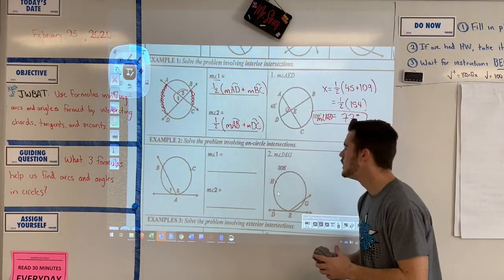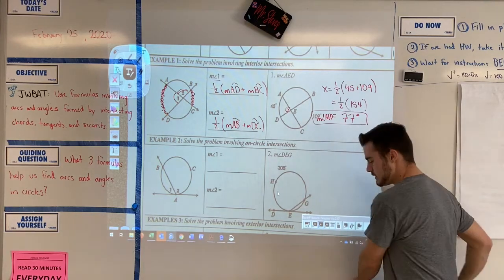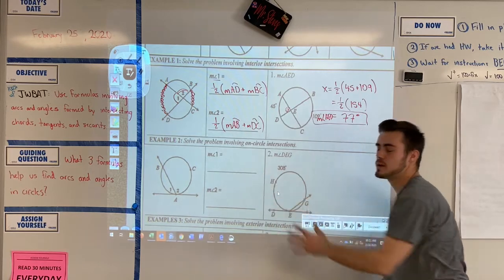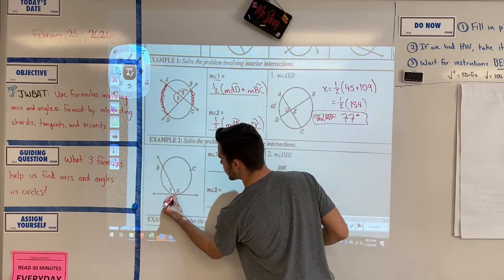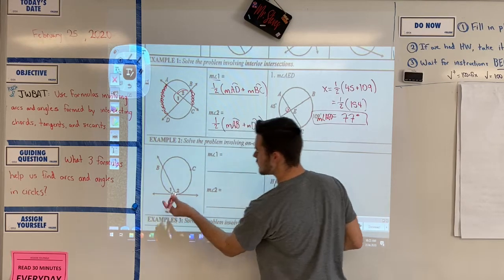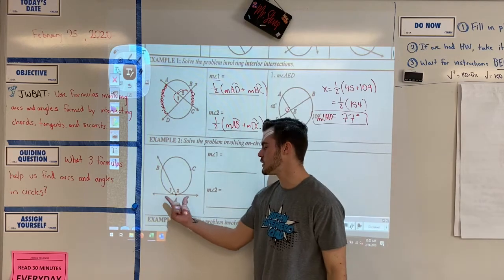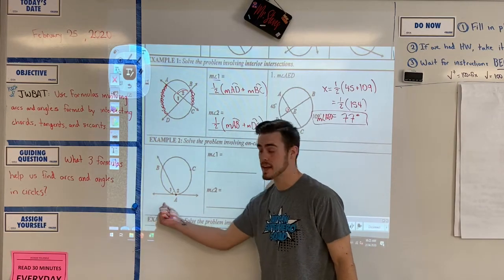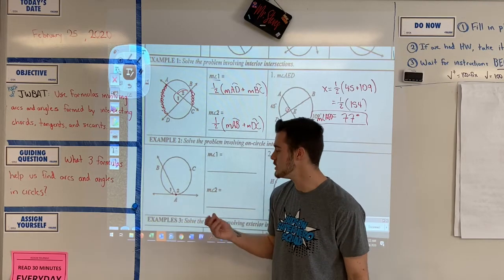All right, so that's the interior intersections. I'm going to leave this up here, and now we're going to look down at when we have an intersection that is on the circle. So we see we have our intersection right here, and then we have two angles that fall on either side. So recall that these would be supplementary angles because they both lie on the same tangent line, and we know half of this tangent line would be 180 degrees.